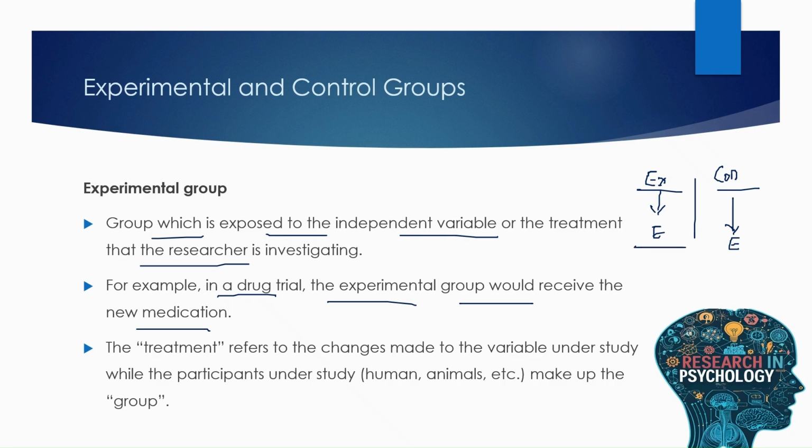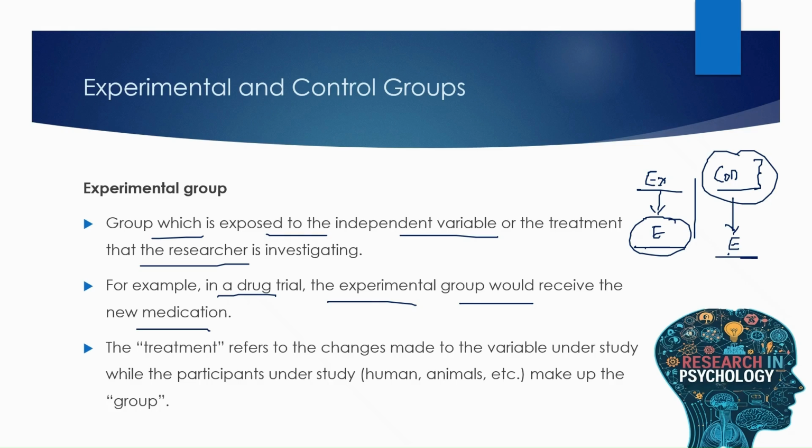If there is an improvement in here and the improvement is happening here also, this means it is not because of the drug, right? Because this group did not get any drug. So we use control groups to validate the findings of the experiment, right?